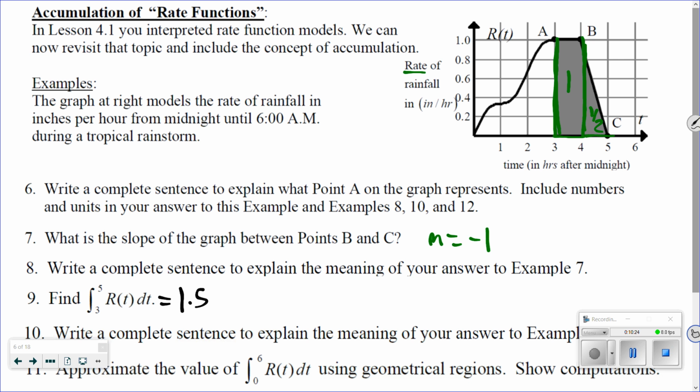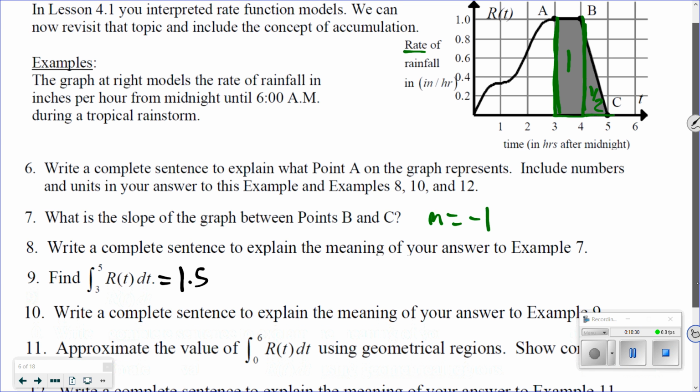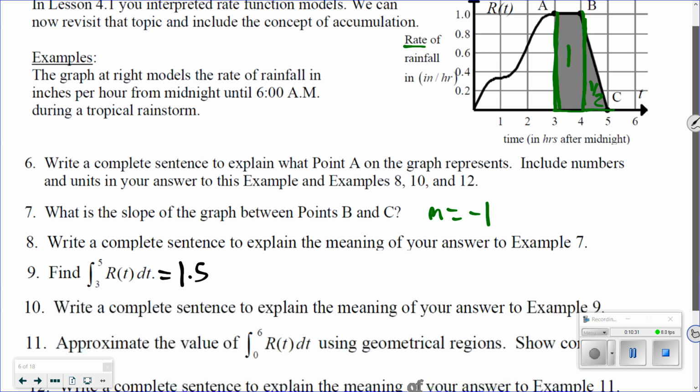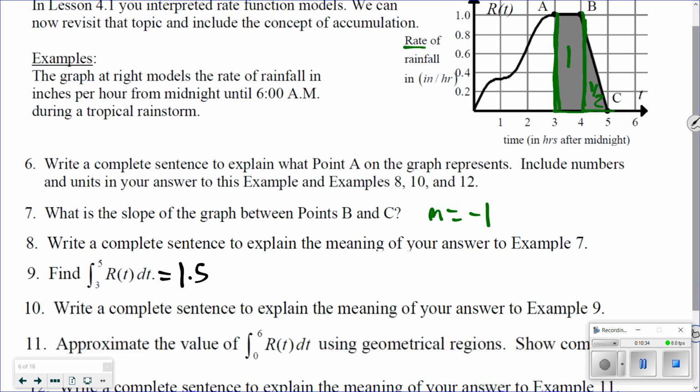Okay, this is the new part. We're going to write a sentence now explaining the meaning of that answer. And this is the part that we did not do before. So this will be new for us. So when you have a rate function and you integrate it, what it gives you is an accumulated amount over that time. So what I mean by, right, we found the integral from 3 to 5.